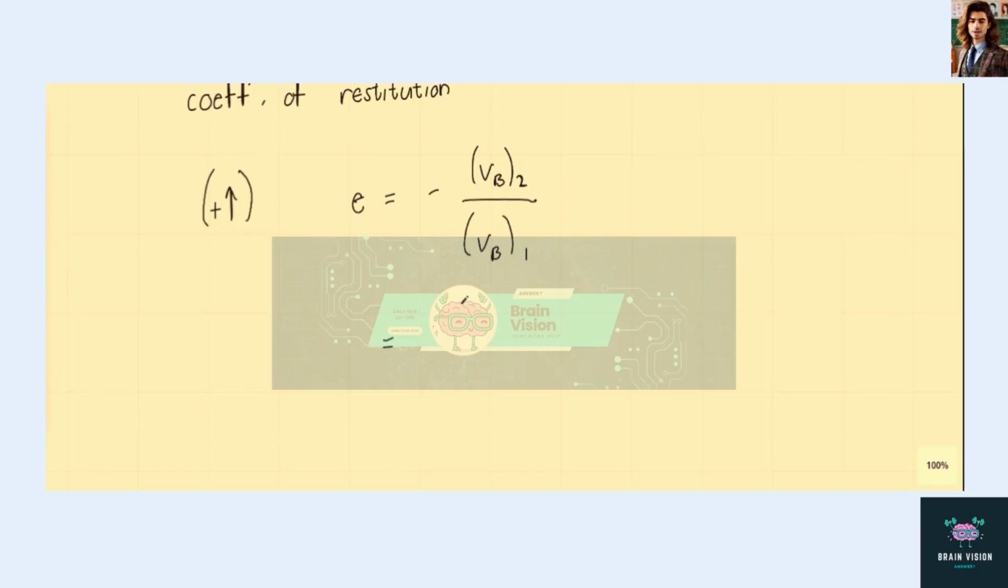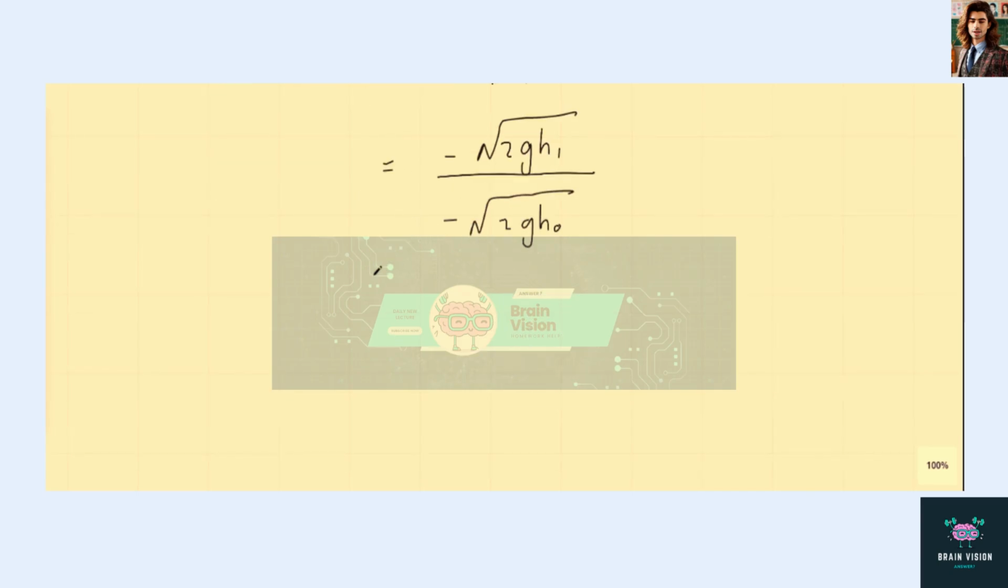And so this is equal to minus the square root of 2g h1 over minus the square root of 2g h0. So if we simplify this, we get the coefficient of restitution to be the square root of h1 over h0.